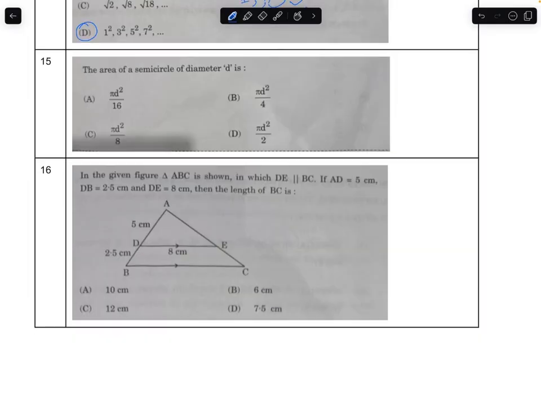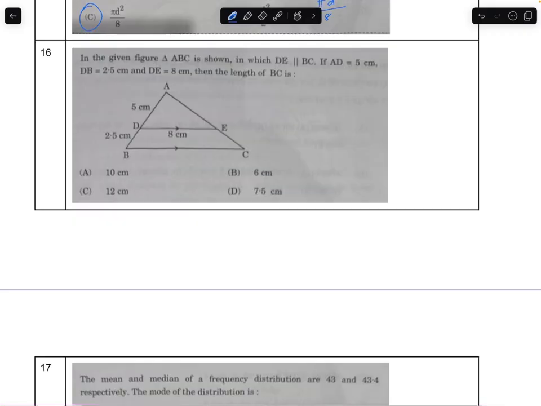Question 15. The area of the semicircle is half pi r square. So here we don't have the answer in terms of r. r is nothing but d by 2. So d by 2 square. So it is pi d square upon 4 into 2, which is 8. So the option is C.